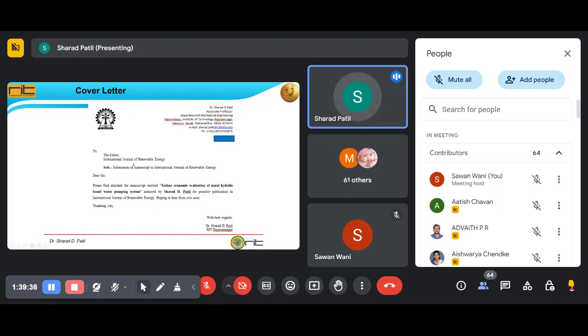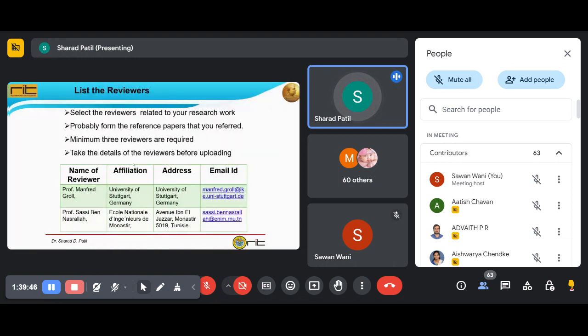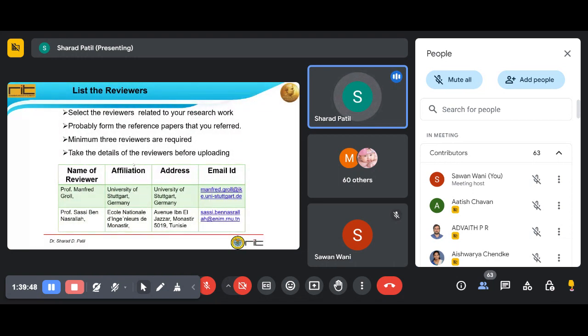This is one of the letters I have prepared. While uploading the paper, they ask for the cover letter. They are also asking for the list of the reviewers.